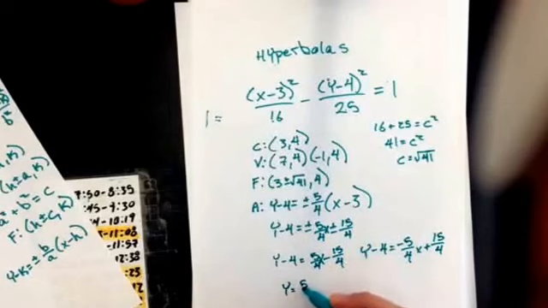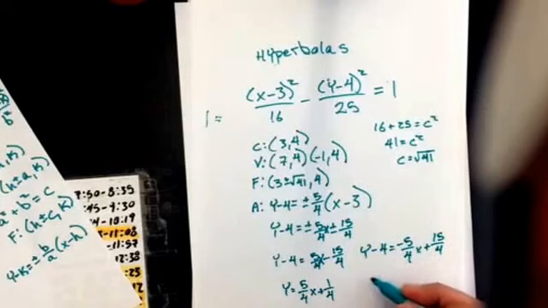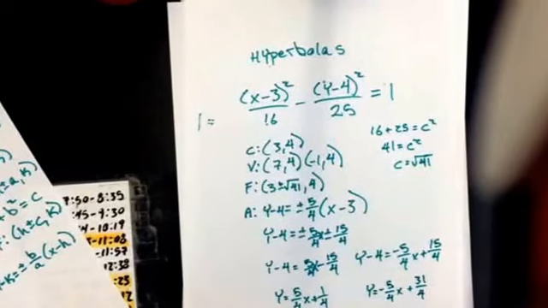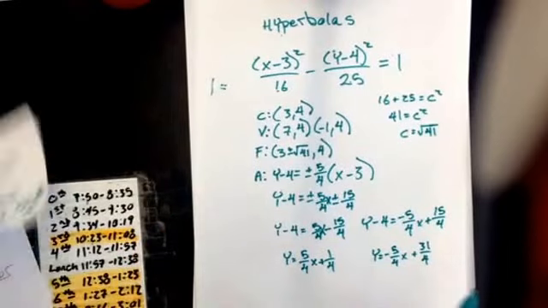Now I'm going to add the 4 over on each of these. 4 as fourths would be 16 fourths. So this is going to give me y equals 5 fourths x plus 1 fourth. This one plus 16 fourths is going to give me 31. So y equals negative 5 fourths x plus 31 fourths.